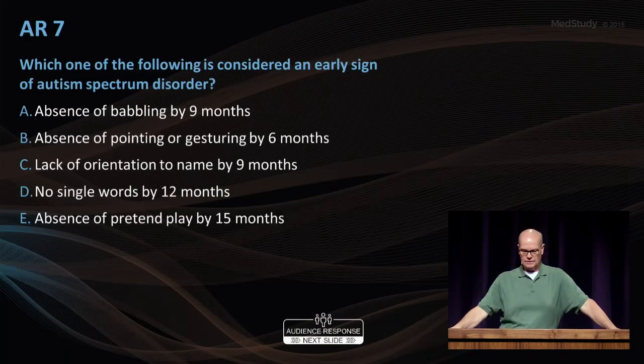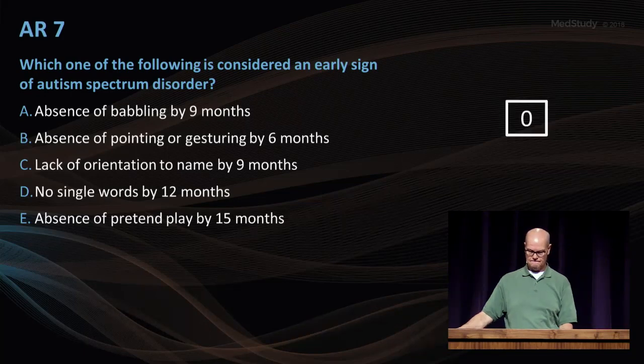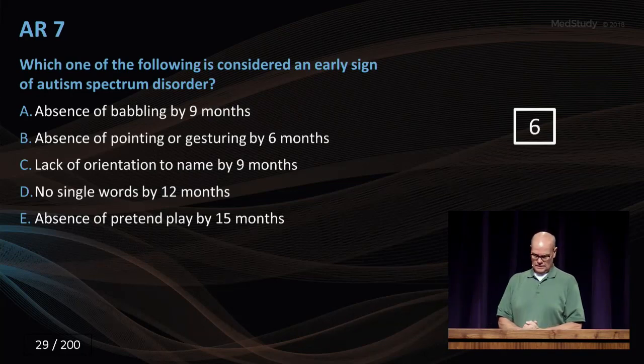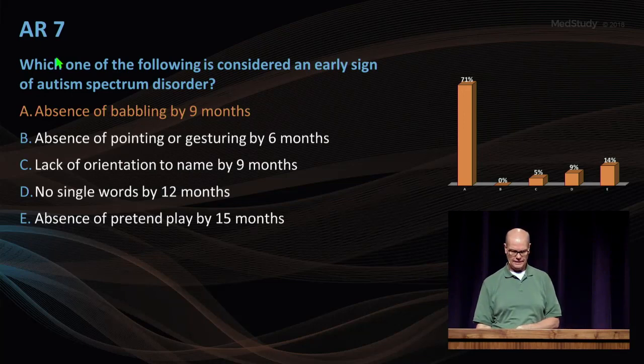Which one of the following is considered an early sign of autism spectrum disorder? Absence of babbling by 9 months, of pointing and gesturing by 6 months, lack of orientation to name by 9 months, absence of single words by 12, absence of pretend play by 15 months. Great. Okay. So absence of babbling by 9 months.